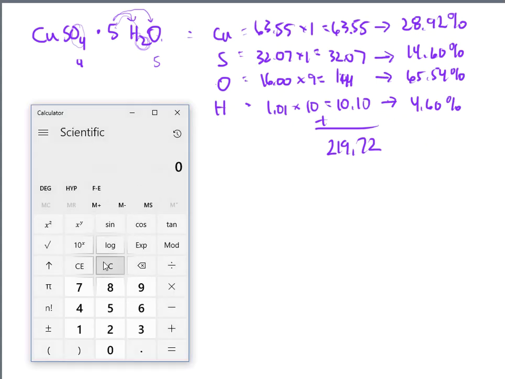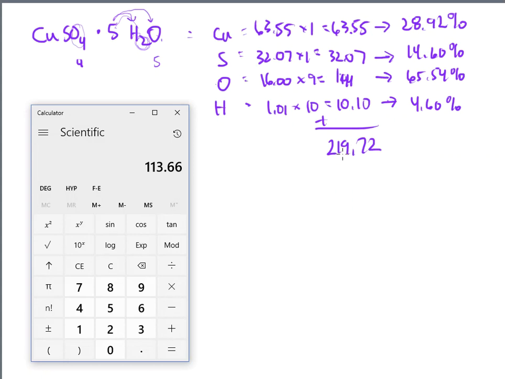All right, so I'm just going to add all my percentages up just to kind of check. So 28.92 plus 14.6 plus 65.54 plus 4.6 equals 113.66%. So at this point, I know something's off, right? Something doesn't quite make sense here. Well, I'll tell you what it is.